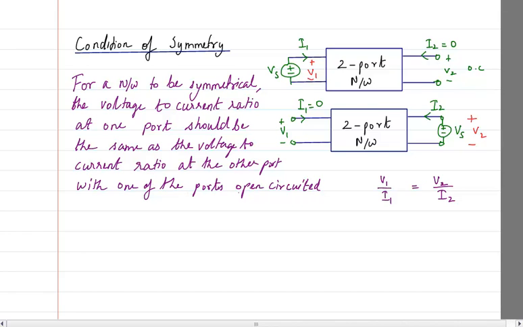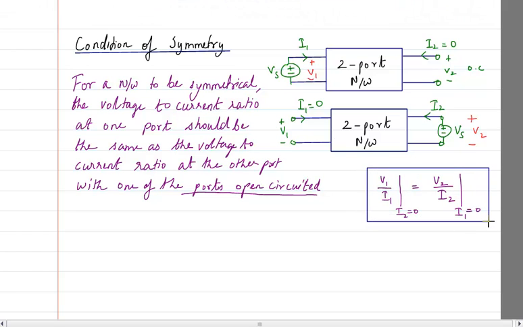One of the ports is open circuited, correct? That means in this case you have made the second port open, so I2 is equal to 0, and in this case I1 is equal to 0. So if you are able to find out how to make these two quantities the same, then you have got the condition for symmetry. Okay, we have got the condition for symmetry.